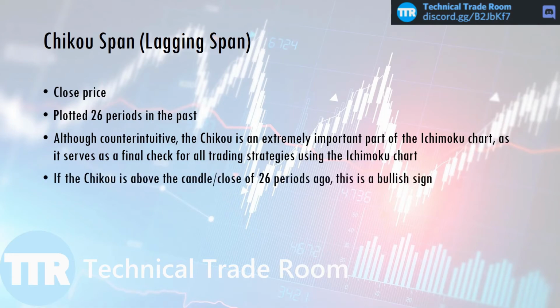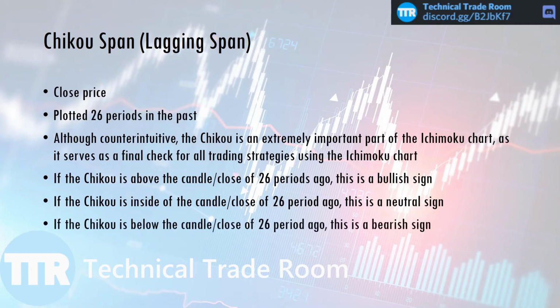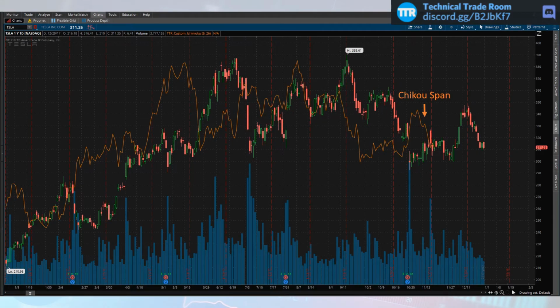Now, if the Chiku is above the close from 26 periods ago, which would be the candle immediately lined up with the end of the Chiku, this would be a bullish sign. If the Chiku is inside of the candle from 26 periods ago, this is a neutral sign. And finally, if the Chiku span is below the candle of 26 periods ago, this is a bearish sign. Let's show you the Chiku and how it's plotted onto the chart.